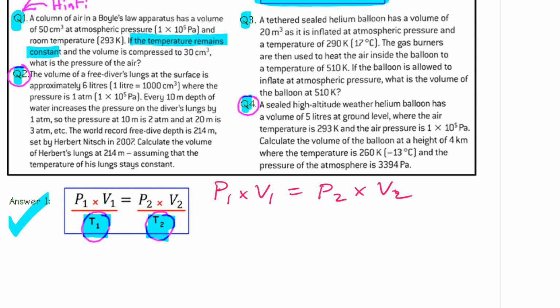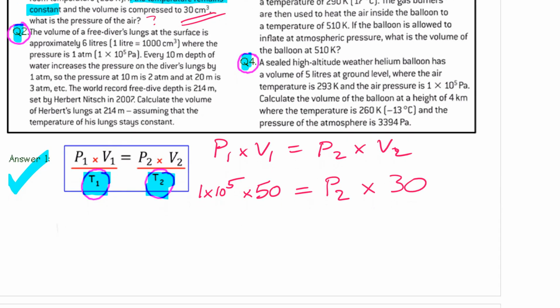A column of air, we're looking at question 1. A column of air in a Boyle's apparatus has a volume of 50 centimeters cubed. So at the start, V1, the volume was 50. Now the pressure was 1 times 10 to the 5, 1 times 10 to the 5 pascals. And that equals P2 times V2. Now, P2 we're trying to work out. We don't know it yet, but we do know the volume. The volume has been compressed to 30 centimeters cubed. I hope you're with me so far.